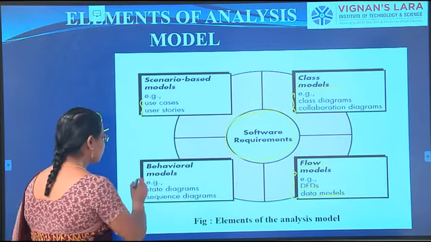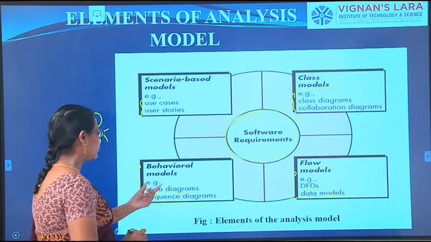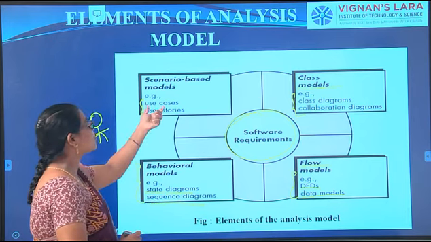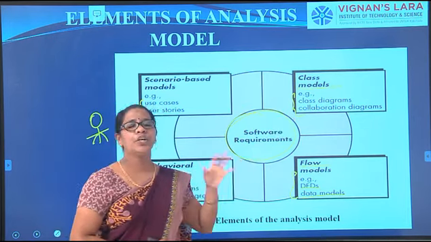And next, behavioral models. This model is about the state diagram and sequence diagrams. So state diagram, sequence diagram, use cases, class and collaboration diagrams are the Unified Modeling Language, UML. So these are the elements of the analysis model.